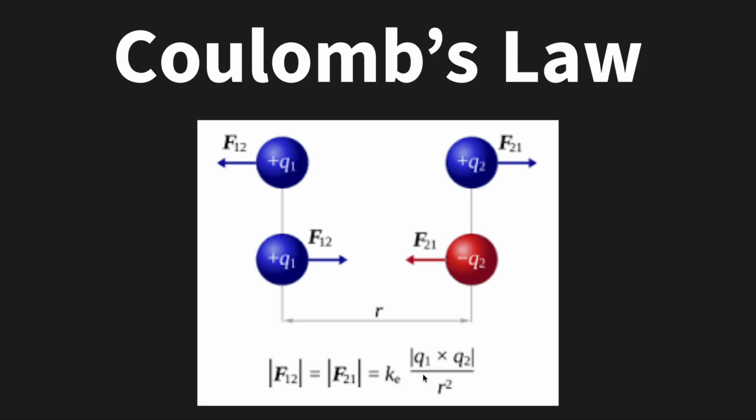And then the charge of the first object multiplied by the charge of the second object. And now this is all divided by the radius squared, and the radius is just the distance between these two objects. Now let's look at an example to really lock in this idea.